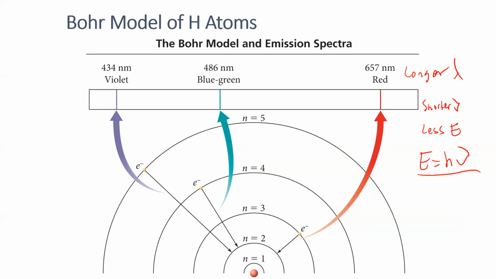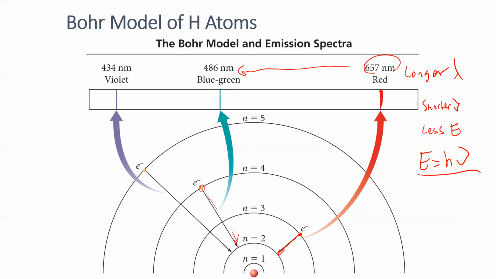So red, this line red right here at 657 nanometers, is a transition from the third energy level down to the second. When we go blue-green, it has a little more energy because it's a shorter wavelength. We can see that it's a shorter wavelength, so it has a bit of a higher frequency and is more energetic. And that's because instead of from 3 to 2, it's falling from energy level 4 to 2. And then violet is 5 to 2.